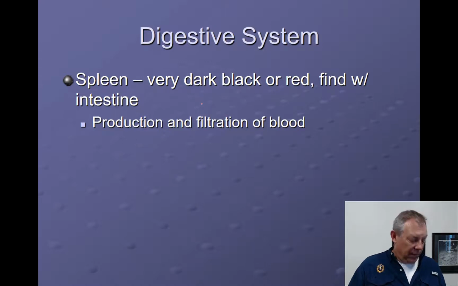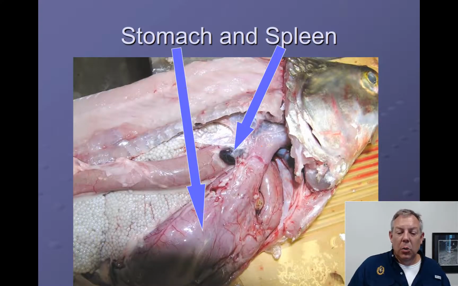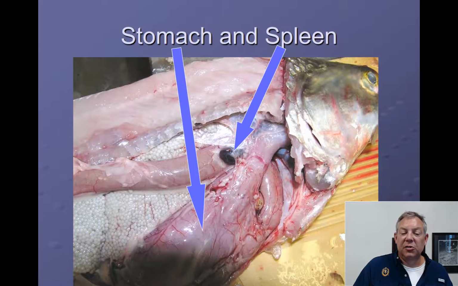And so it's usually pretty obvious. So here's a picture where you can see this very obvious dark little structure associated with the intestines, and that's the spleen. And in this fish, here we have the stomach, which is very large and it looks like it might actually have some food in it.